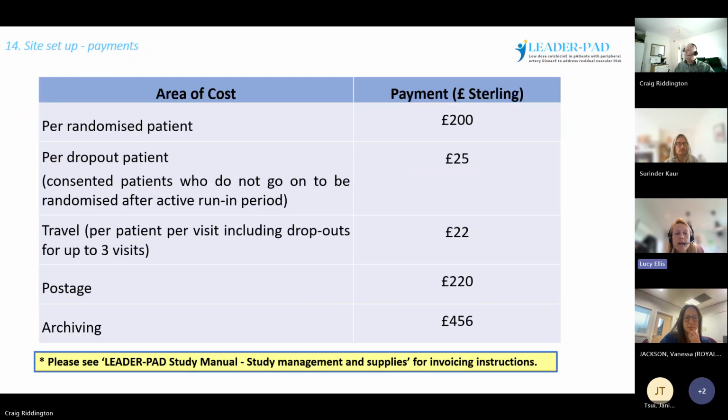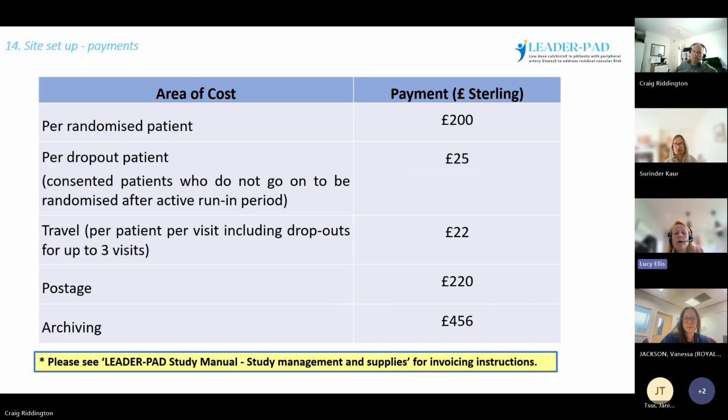Next slide, Craig. Obviously all the costs are detailed in the contract, but just to remind you that we email sites quarterly, and the emails come from Surinder, about dropout patients that failed the active running period that can be claimed for, along with requests for travel and postage you'd like to claim for that quarter. So randomised fees are paid at the end of the trial, but quarterly you can invoice for the dropout patients and travel and postage.